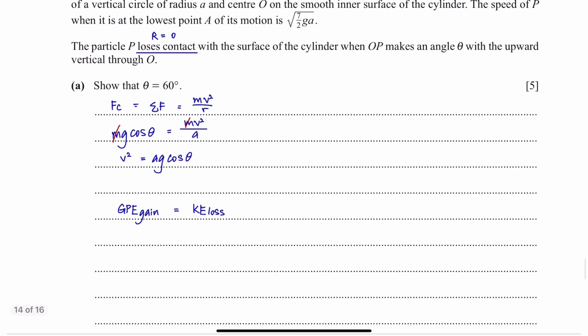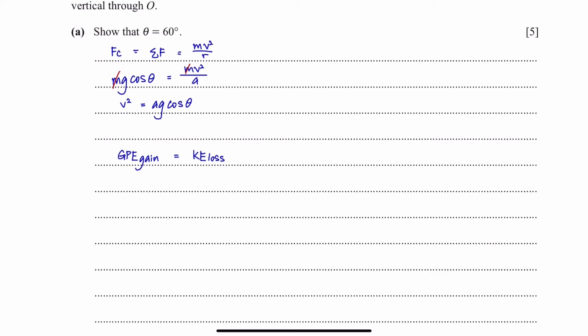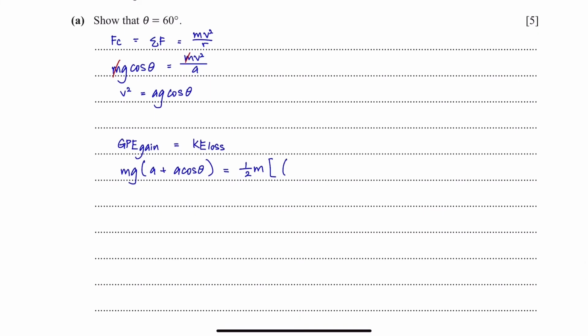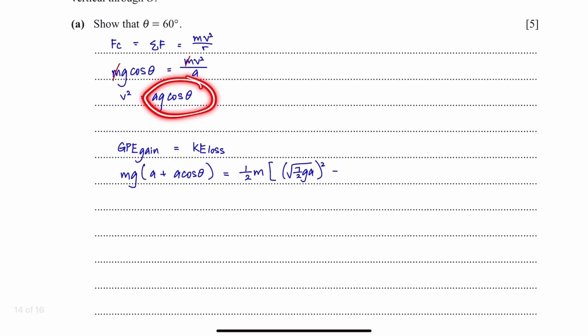So the GPE gain would be mg times (A plus A cos theta). And the change in the kinetic energy would be half m times the initial velocity squared minus the final velocity squared. The initial speed is root 7 over 2 GA. So we have root 7 over 2 GA squared minus the final velocity squared, which we already found just now, AG cos theta.